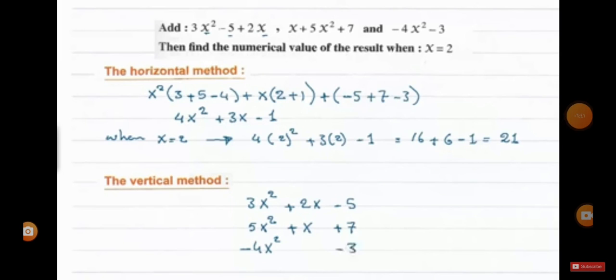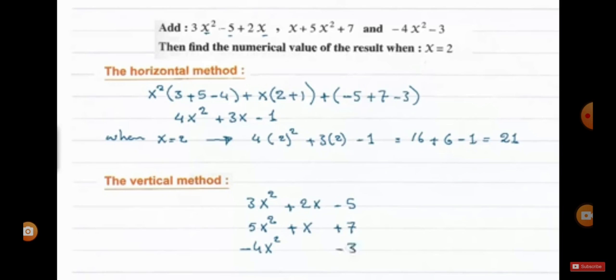Another example: add 3x power 2 minus 5 plus 2x, second expression, x plus 5x power 2 plus 7, third expression, negative 4x power 2 minus 3. Then find the numerical value of the result when x equals 2. Here I'll try also the horizontal method.